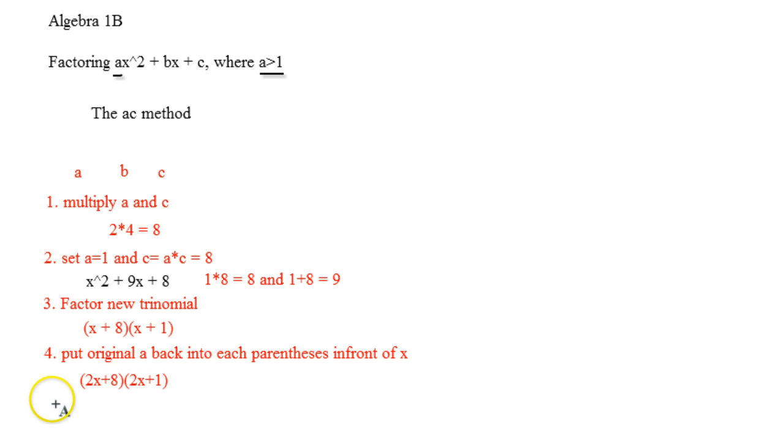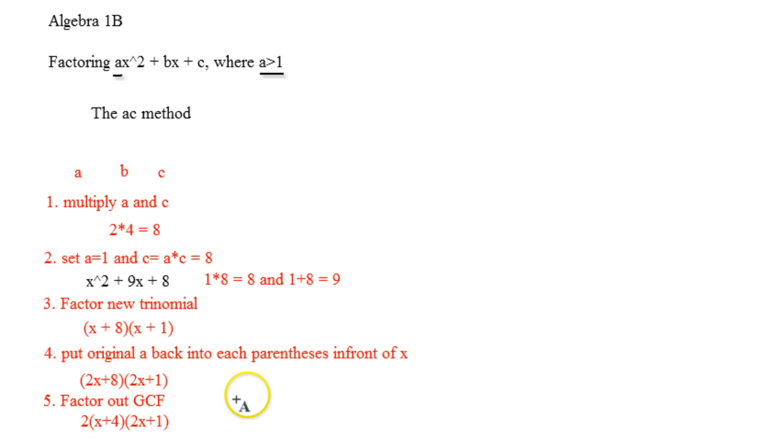Alright, step 5, factor out the GCF. So it's going to look like this: 2 parentheses x plus 4. So I can factor 2 out of there, but I can't factor anything out of the other one, so I'm just going to leave it as 2x plus 1. Oops, let's get rid of that parentheses. There we go.